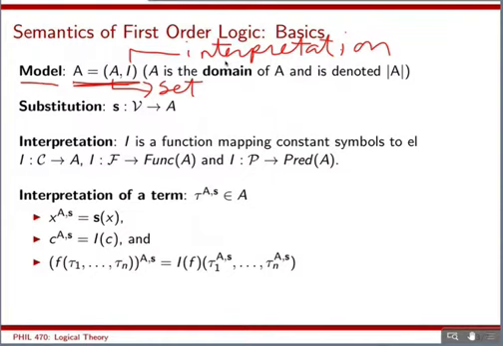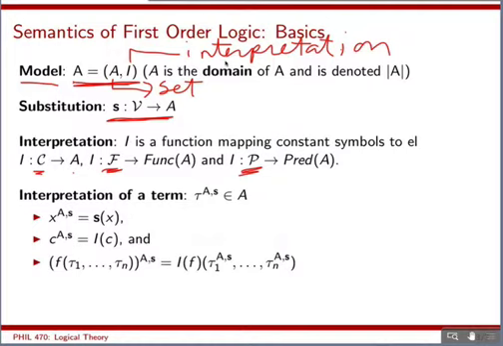So it's how you interpret the basic symbols in your language. A substitution tells you how to interpret the variables in your language. So a substitution assigns to every variable the element of the domain that you map it to. All right, so an interpretation just tells you for every constant symbol, for every function symbol, and for every predicate symbol, which element of A or function on A or predicate on A those symbols correspond to.